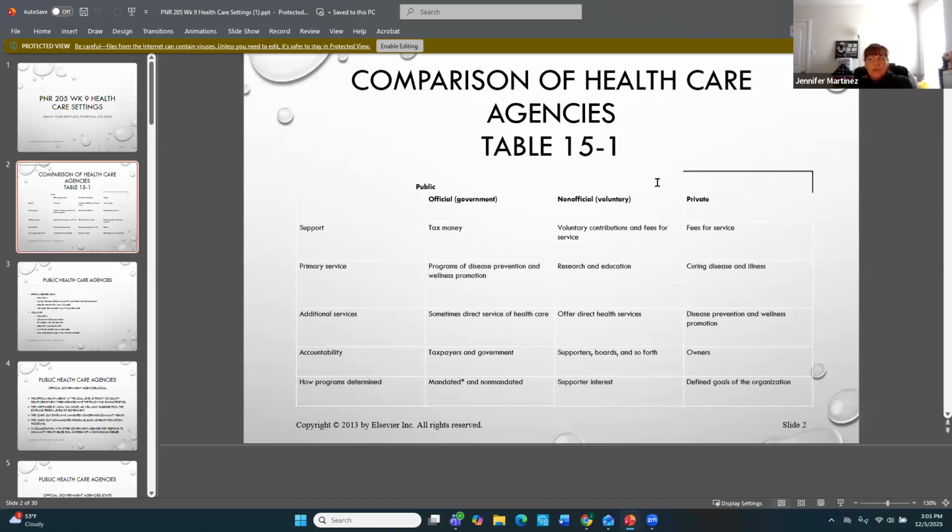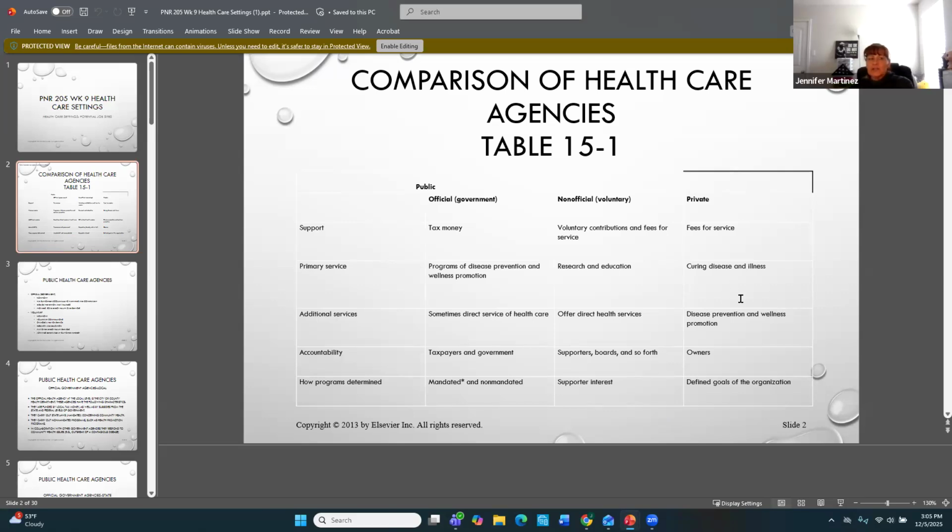The unofficial, or your voluntary, their support is through voluntary contributions and fees for service. Their primary services are research and education. I'm going to break this down even more as we go, but they also offer direct healthcare services, and they are accountable to their supporters and their boards, and their programs are determined by the supporter interest.